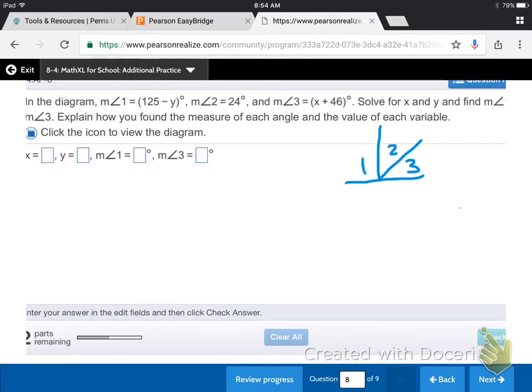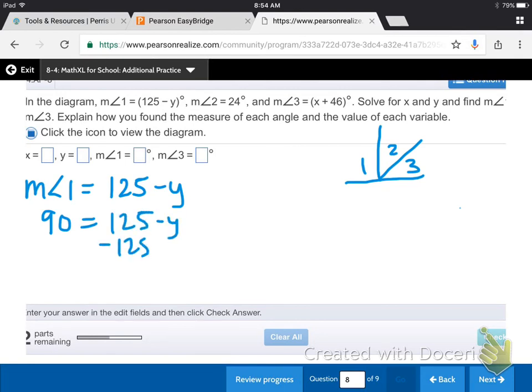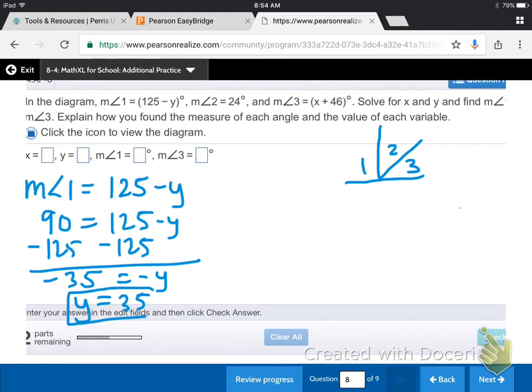So let's see. The measure of angle 1 is 90 degrees. So if we say the measure of angle 1 equals 125 minus y, and we substitute 90 degrees for the measure of angle 1, and we subtract 125 from both sides, we get negative 35 equals negative y, which means that if we just change all the signs, y equals 35. That's one of our answers. There's y.